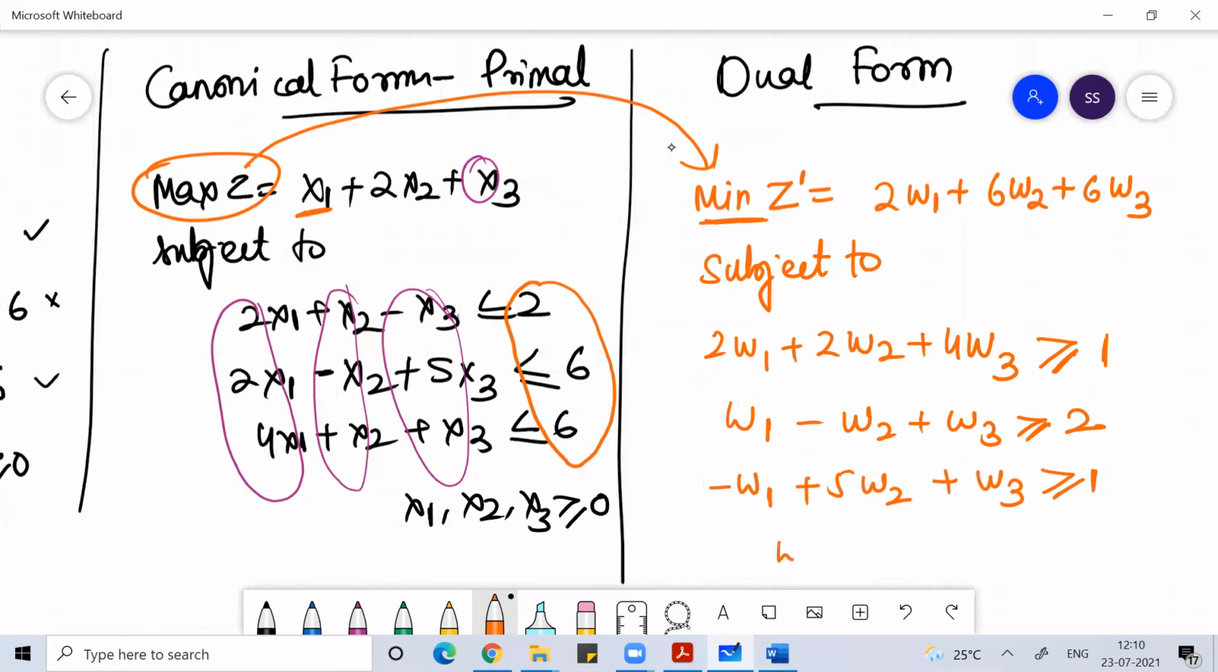And then you can write your W1, W2, W3 is greater than or equal to 0. Then you get another LPP equation. Now if you find the value of x1, x2, x3 here, and then if you find the value of W1, W2, W3 here, that will be the same value. Clear? Anyone? Any doubt? Any question?